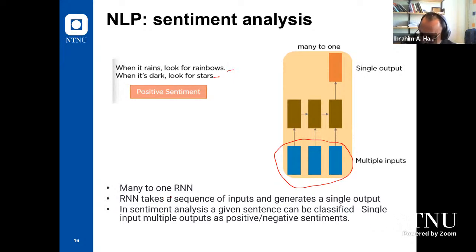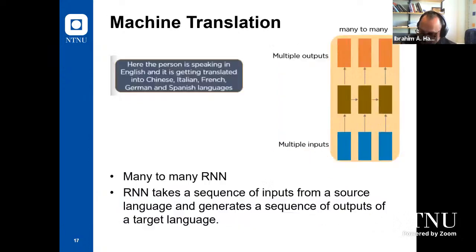So in this case, RNN takes a sequence of inputs and generates a single output. In sentiment analysis, we have a sentence which needs to be classified into a single output, and this output will be a positive or negative sentiment.